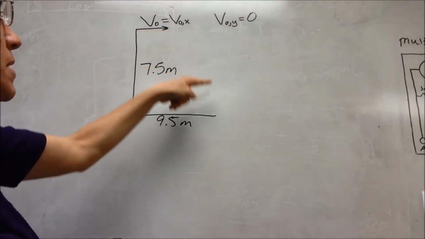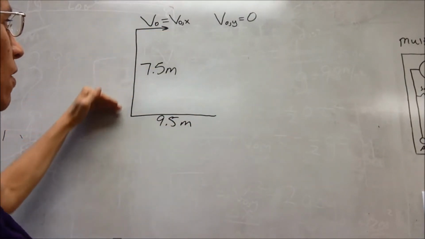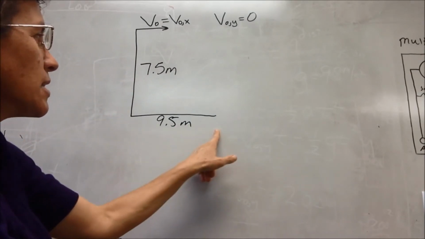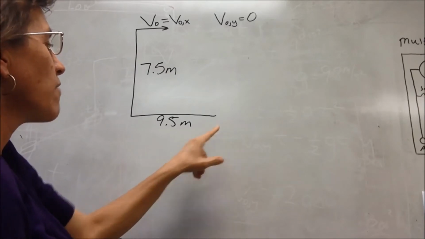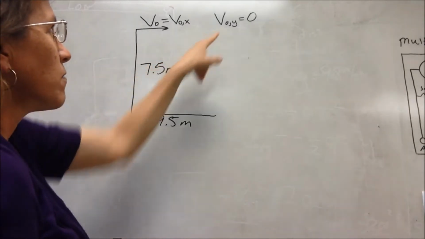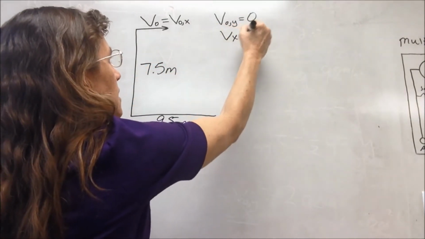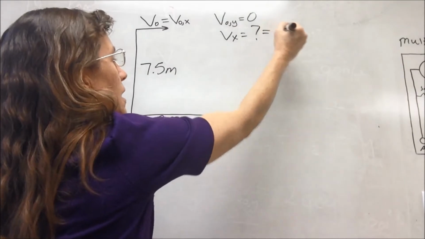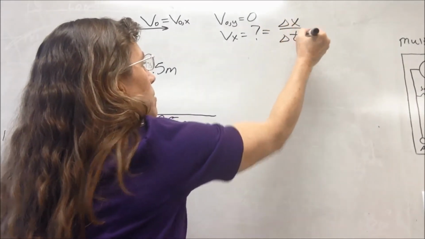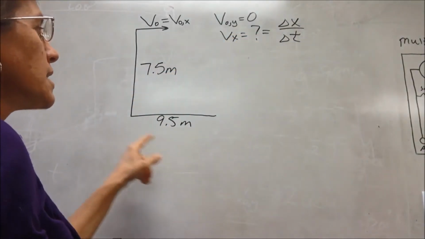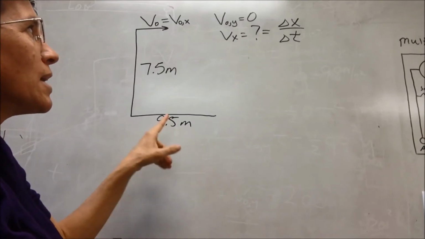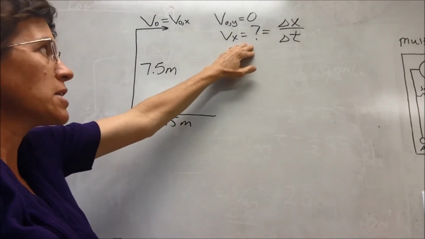Obviously, it's one object. The amount of time that it takes to fall this length is going to be exactly the amount of time that it's going to take it to move horizontally 9.5 meters. And so if we're going to find velocity in the x equals question mark, that's going to equal the change in position in the x over the elapsed time. You can look at that equation and say we know the change in position, but we do not know the elapsed time. Therefore, we cannot solve for information in the x.